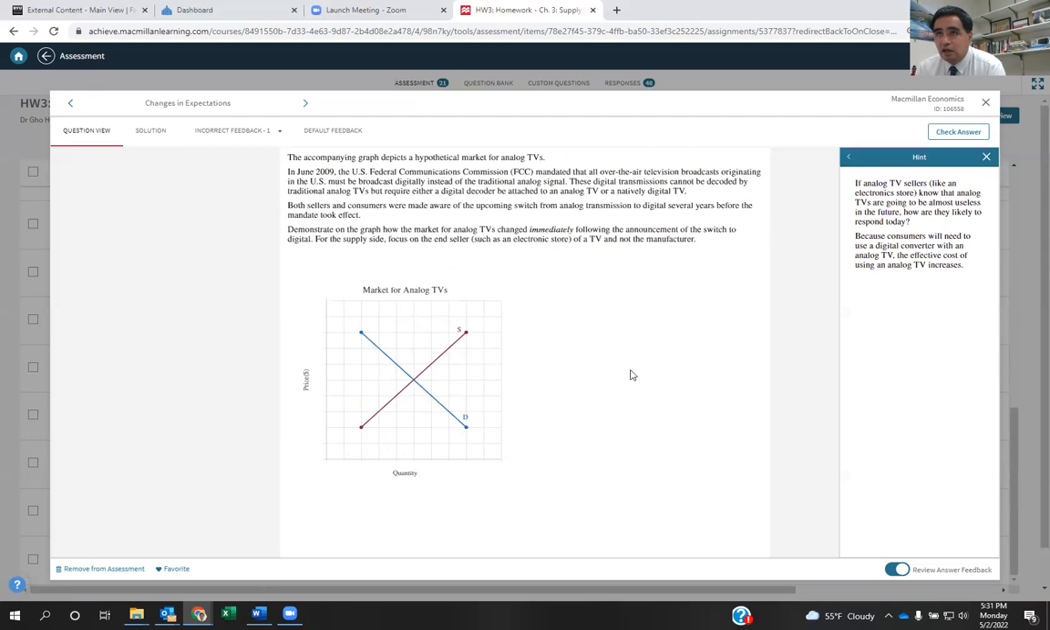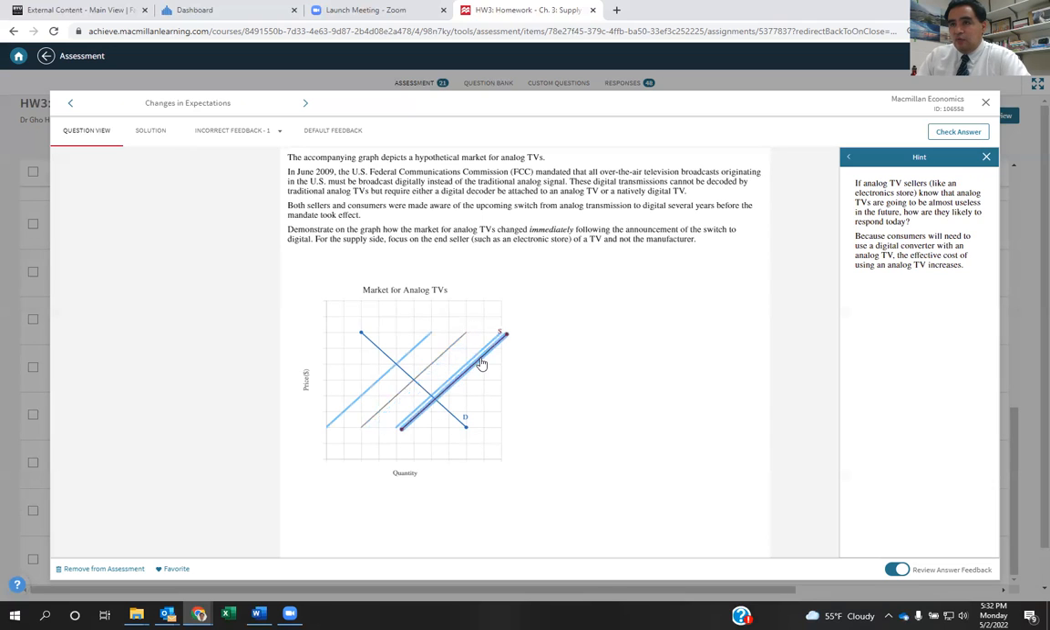A hypothetical market for analog TVs. In 2009, the FCC mandated that all broadcasting originating in the US must be broadcast digitally instead of the traditional analog signal. Both the sellers and consumers were made aware of the upcoming switch from analog transmissions. The announcement of the switch to digital, what's going to happen? Well, if I were selling analog TVs, I would want to get rid of all of them as soon as I could, because a factor of supply is that there's a seller expectation that they will no longer be on the market.